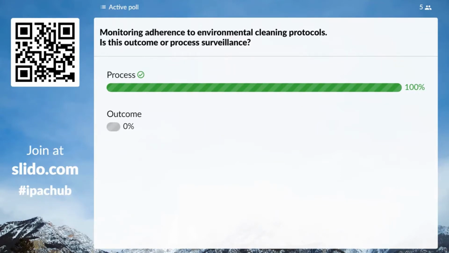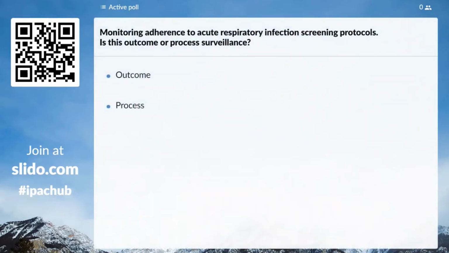Well done. And the last quiz question we have on this section is monitoring adherence to acute respiratory infection screening protocols, would that be outcome surveillance or process surveillance? And again, I'll give you a minute to enter your answer.